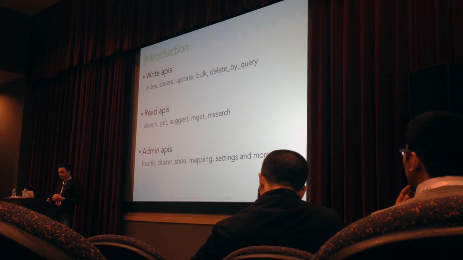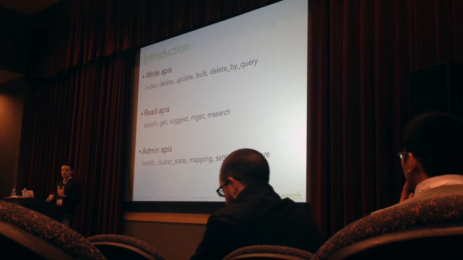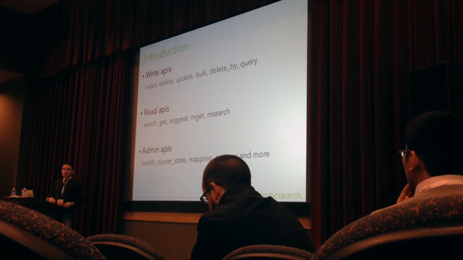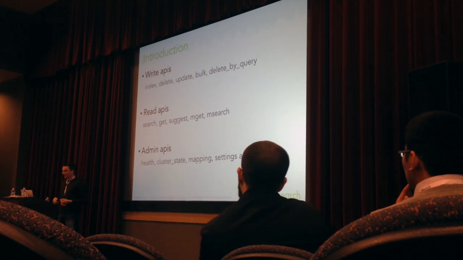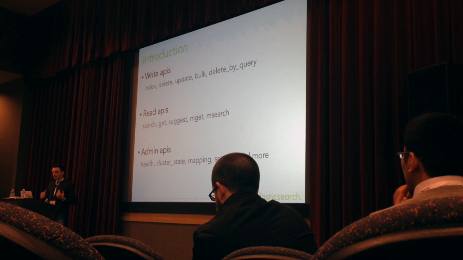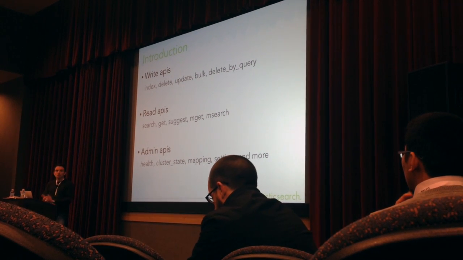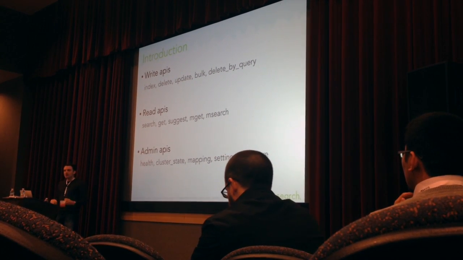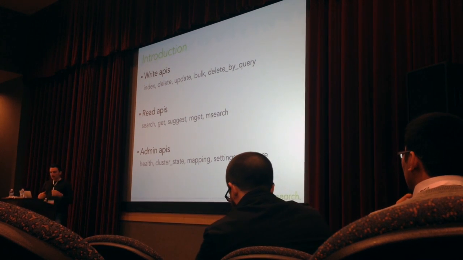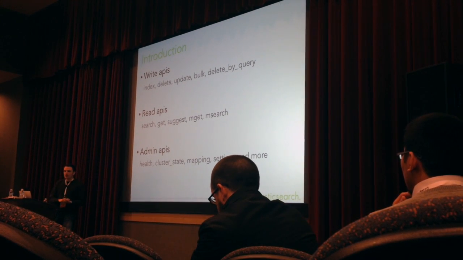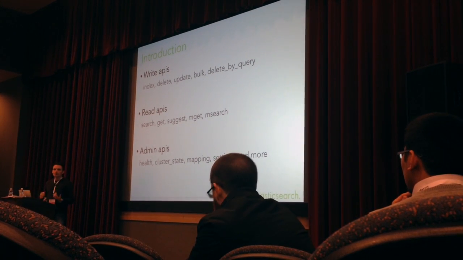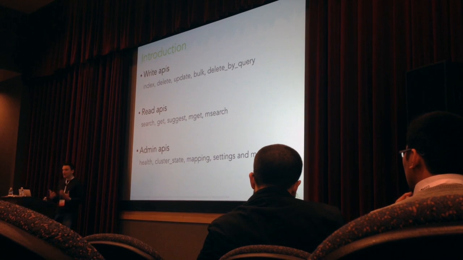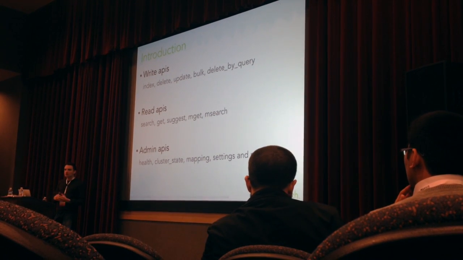Read APIs, obviously the search API, there's a get API, there's a suggest API for suggestions or did-you-mean kind of functionality. And there is another search API, the multi-search API, which allows you to bundle multiple search requests into a single request. The get API is something special. It's effectively: give me the document with this ID. It's not actually search, it's just retrieval based on an ID, which works in real time. The search features work in near real time. And the multi-get API allows you to bundle those get requests.